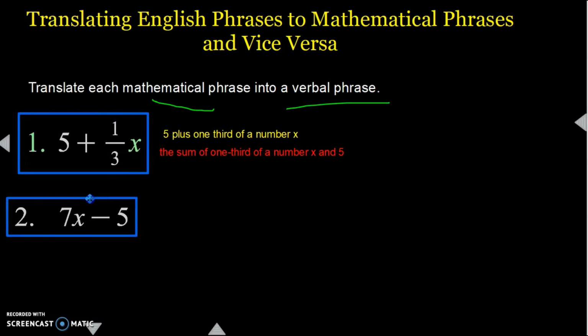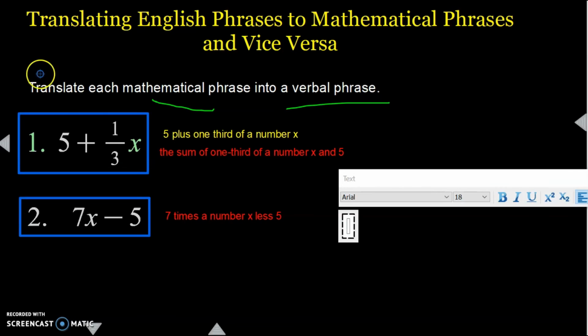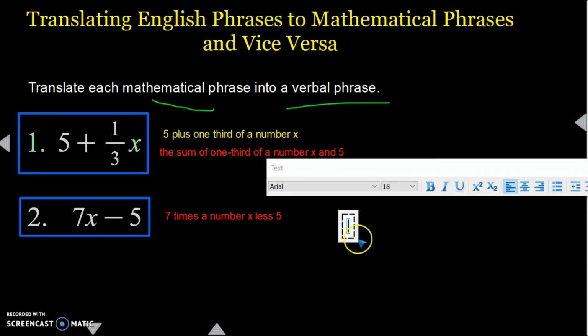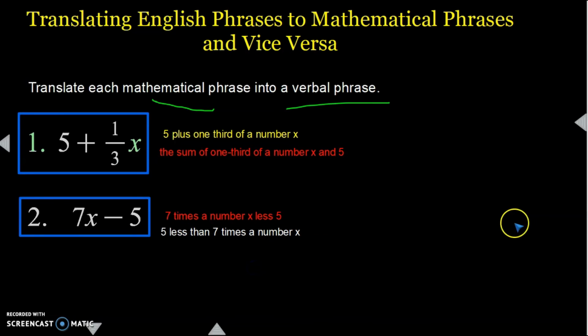The next given is 7x minus 5. So, how do we translate this in words? You can just simply have 7 times a number x less 5. Eh, paano kung gusto kong gamitin yung salitang o yung keyword na less than? Pag less than, switch. You'll start from 5. 5 less than 7 times a number x. So, you can have it like that.